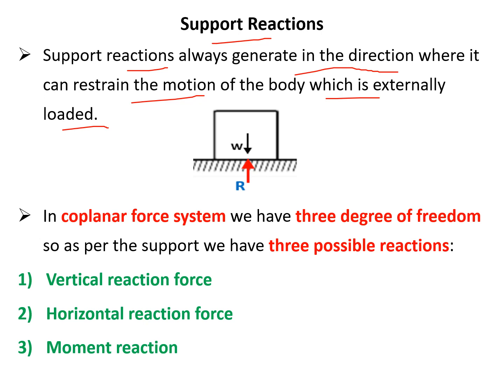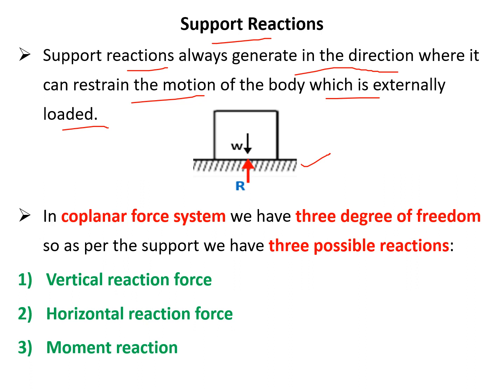If you see this diagram, this block is placed on this particular floor. The weight of that block, that is W, is downward, and the block is at rest. It means it is supported by this floor. It means it will get some reaction. So where is that reaction? The reaction is vertically upward. Why? Because that will restrain the motion of that particular block downward. So that reaction is vertically upward. That is the way the support reaction generates.